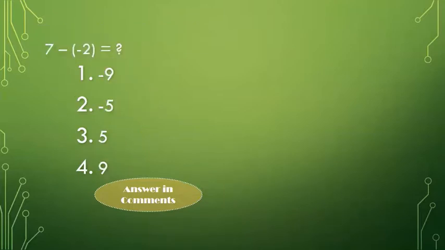This is our second question. 7 minus minus 2 equals what? We'll use the keep, change method. We'll get 7 plus 2. As per the addition rules, whenever the signs are the same, we add both of them and keep the same sign. So 7 plus 2 is equal to 9, and both are positive, so the answer will be positive 9. So the fourth option is the correct answer.